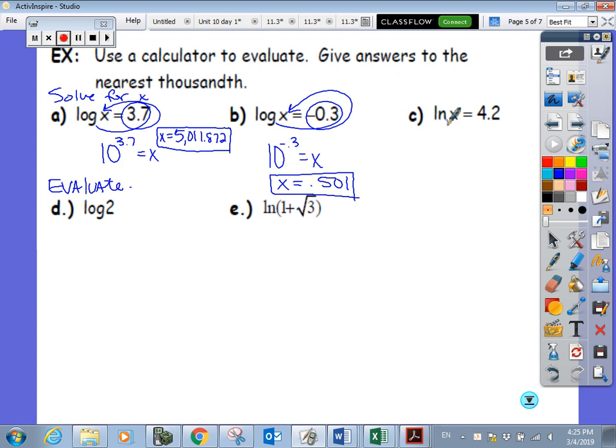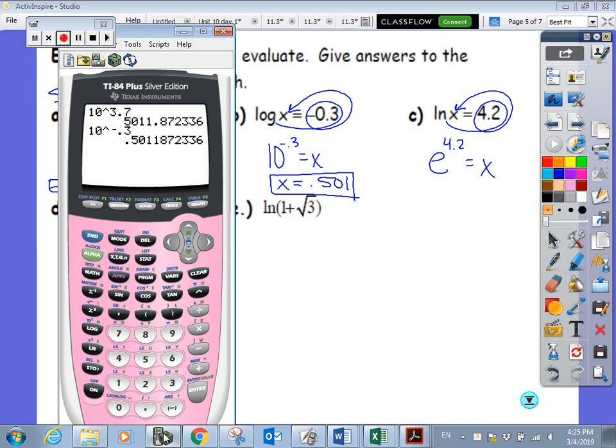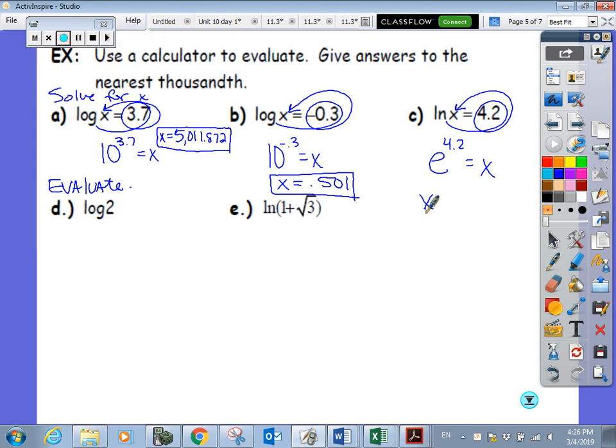Natural log of x equals 4.2. So do your loop-de. Remember, natural log has a base of e, so e to the 4.2 equals x. We go to our calculator. The e button right here above the natural log. e to the 4.2, close parentheses, 66.686.